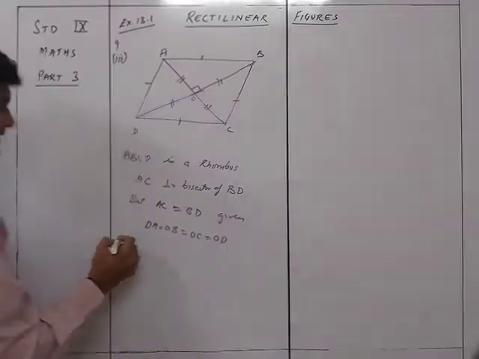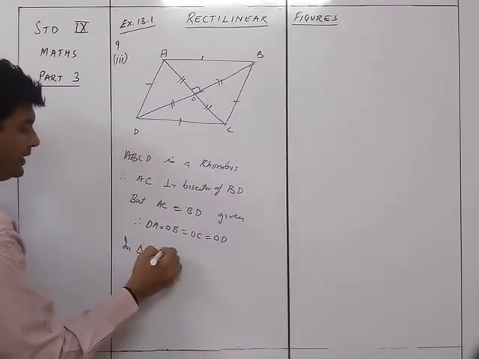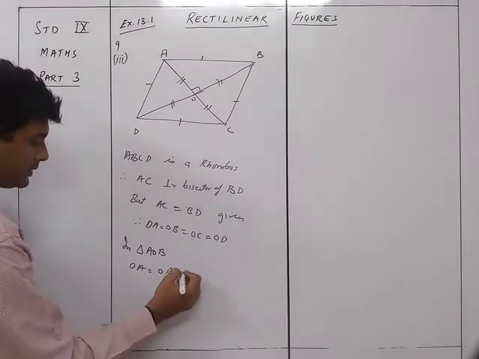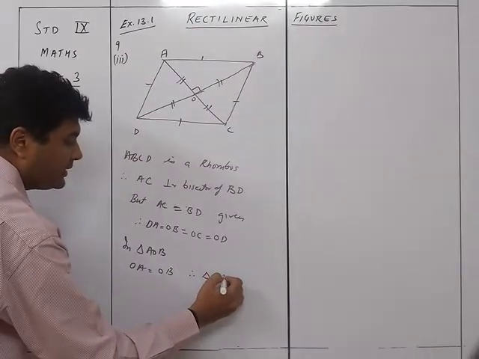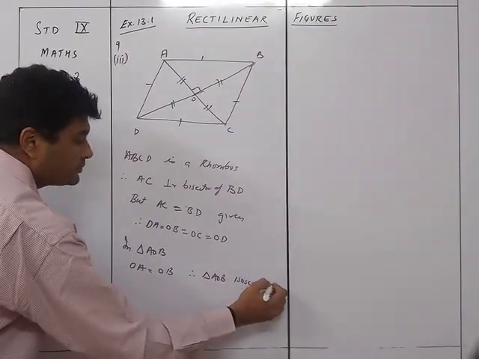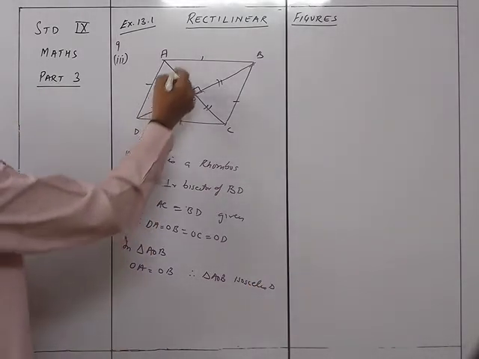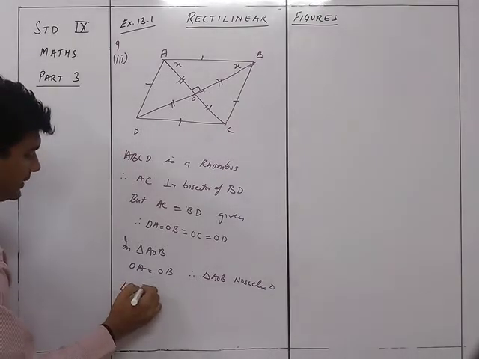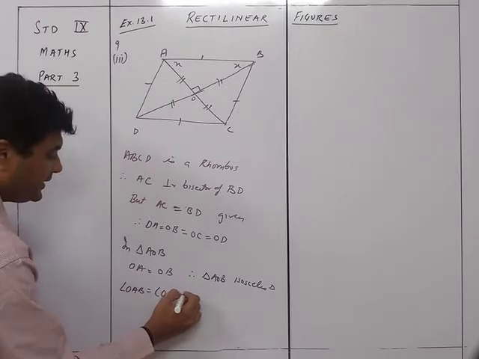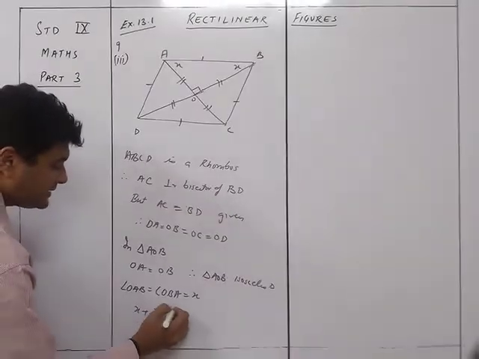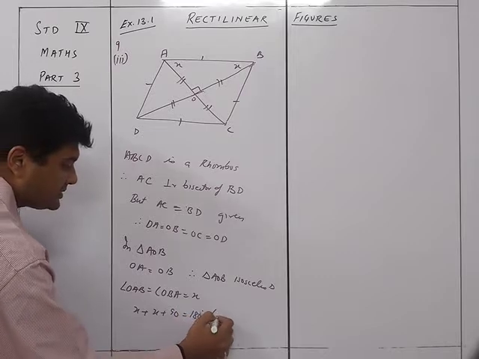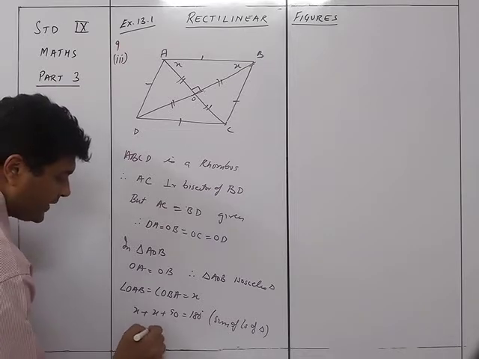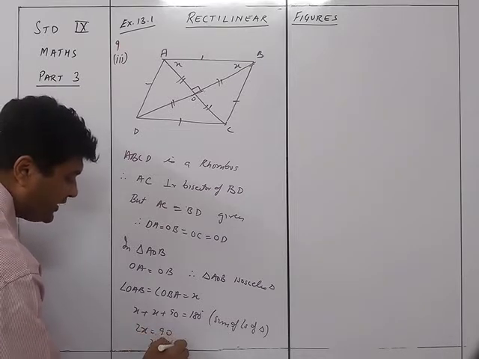So we can see that in triangle AOB, OA is equal to OB. Therefore, triangle AOB is an isosceles triangle. So we can take this as X and this as X. So angle OAB is equal to angle OBA is equal to X. So X plus X plus 90 is 180 degrees, sum of angles of a triangle. Therefore 2X is equal to 90, X is equal to 45 degrees.